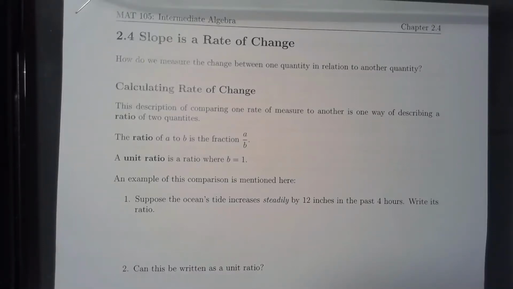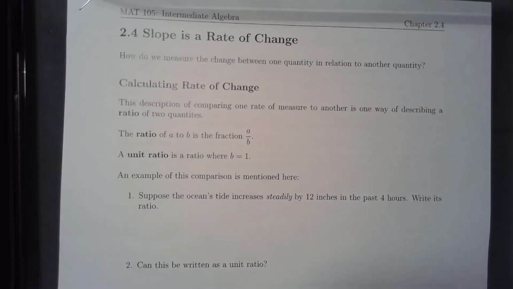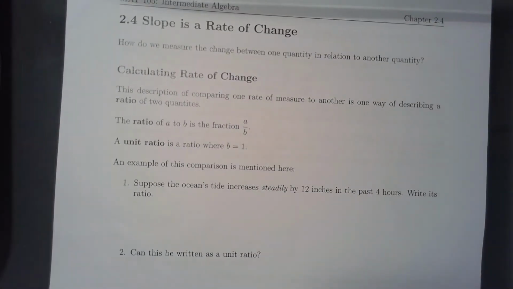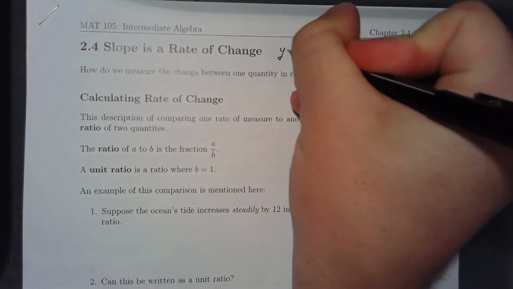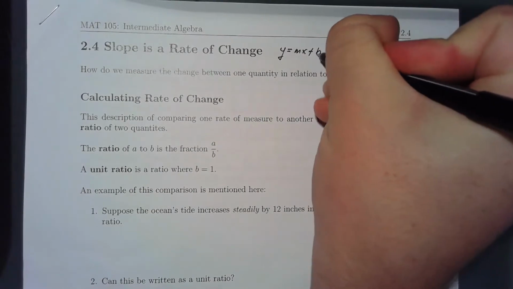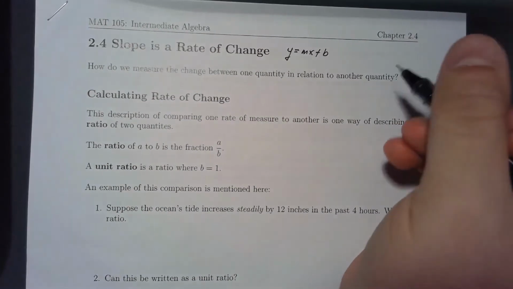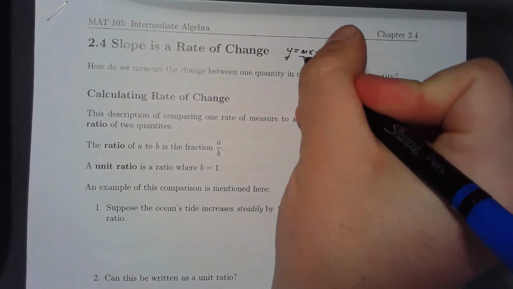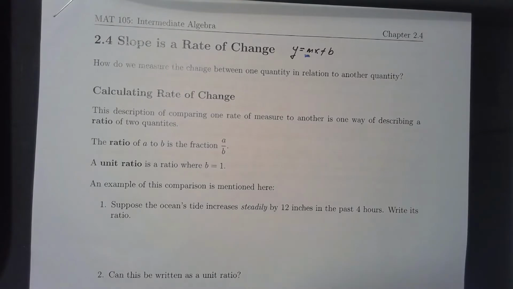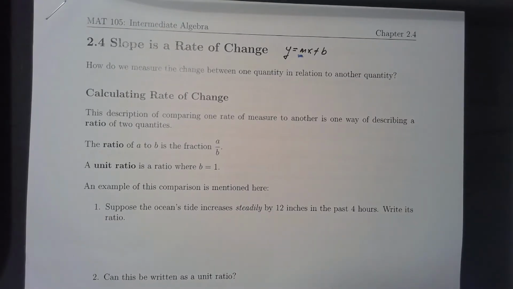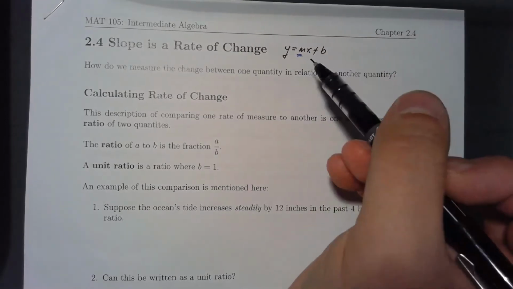All right. So the last section in chapter 2, we're going to look a little closer at the slope. We've been talking about linear equations throughout the entirety of chapter 1 and linear modeling in chapter 2. So what we're going to do in this section is look a little bit more closely at the slope.